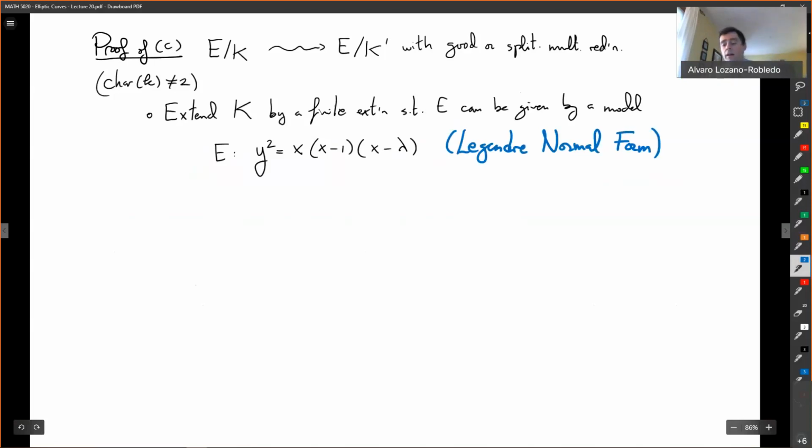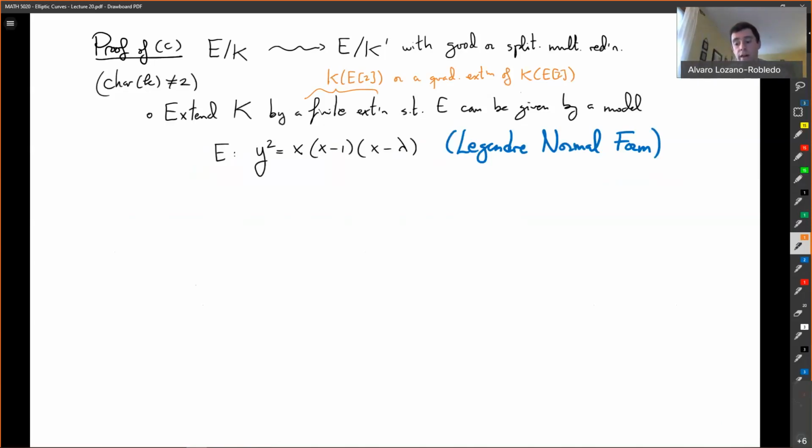And by the way, this finite extension is not very mysterious. This is in the book in chapter 3; Silverman explains why this holds. Basically, the finite extension is either K adjoin the 2-torsion of your elliptic curve, or a quadratic extension of K adjoin the 2-torsion points. So definitely that's a finite extension, and you can get there.